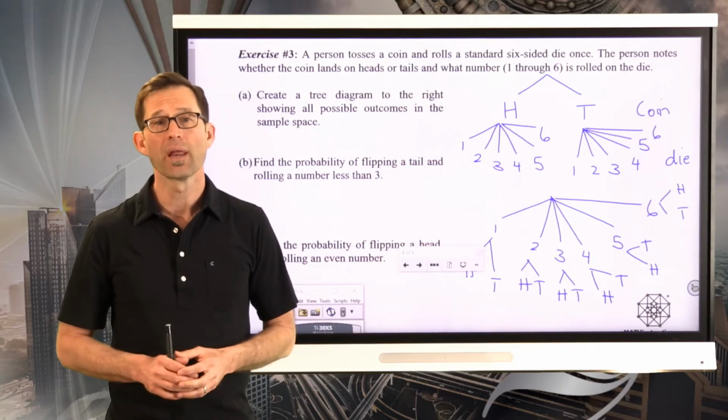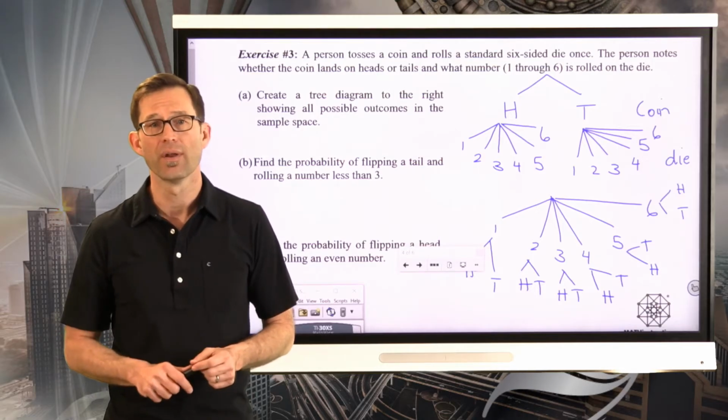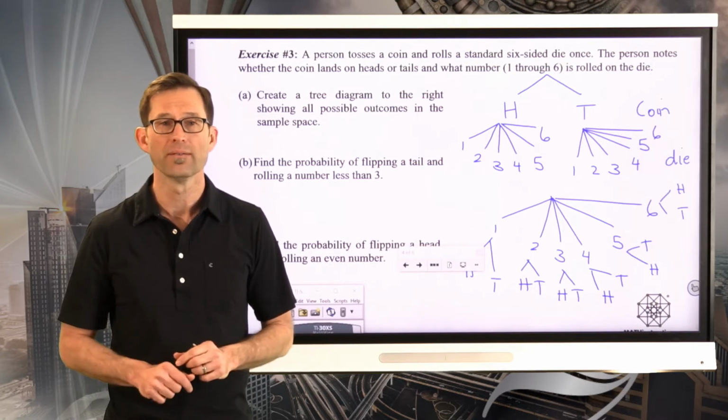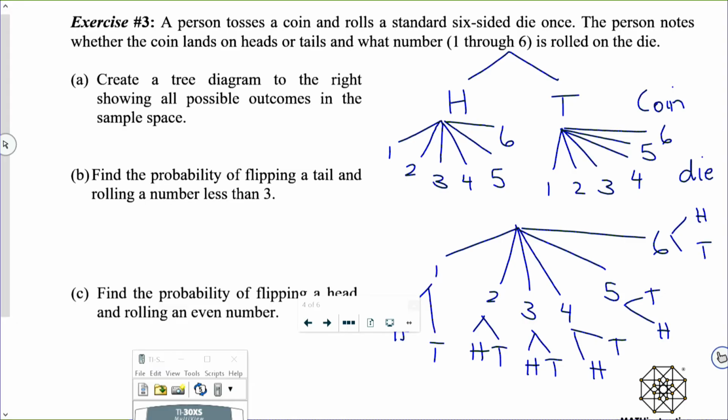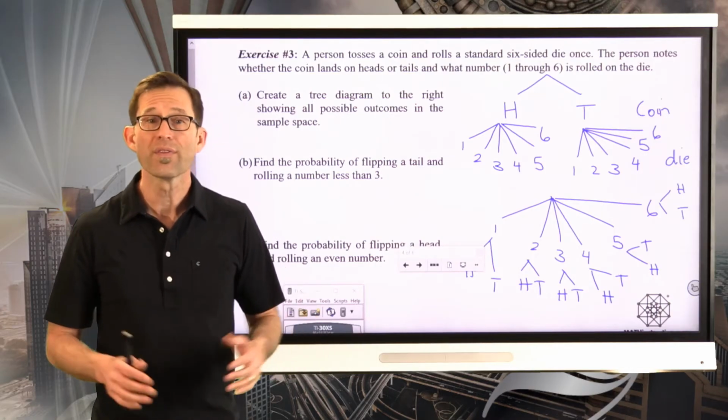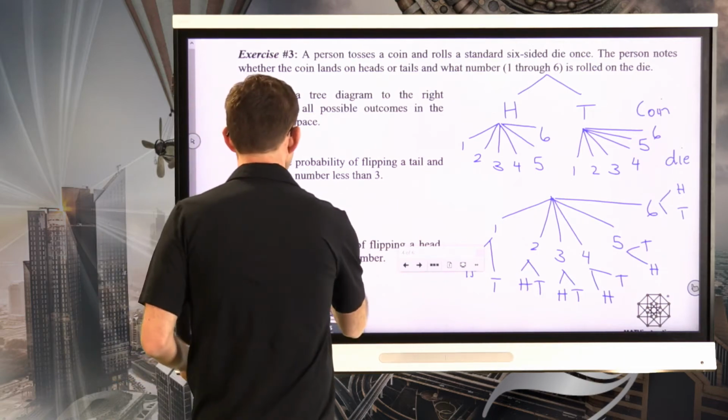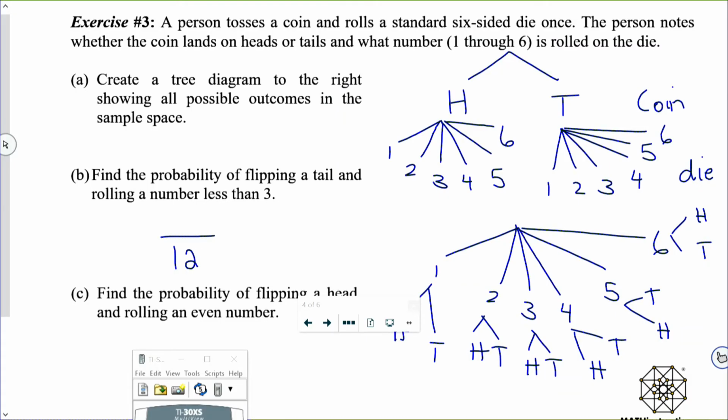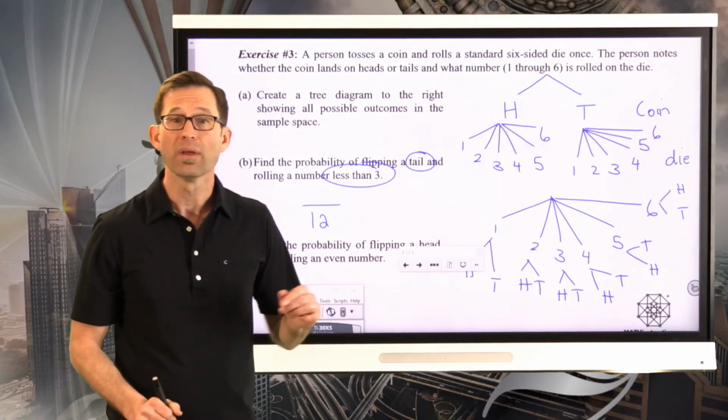Well, we know the denominator is 12. Why don't you pause the video now and come up with the entire probability? All right, well, we know that the denominator is 12. Again, there are 12 total outcomes. The question is, how many of them fall into the category of having a tail and being less than 3?